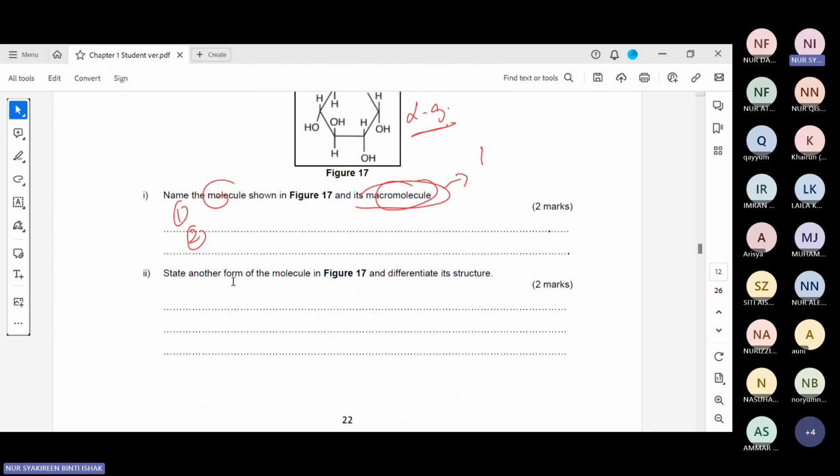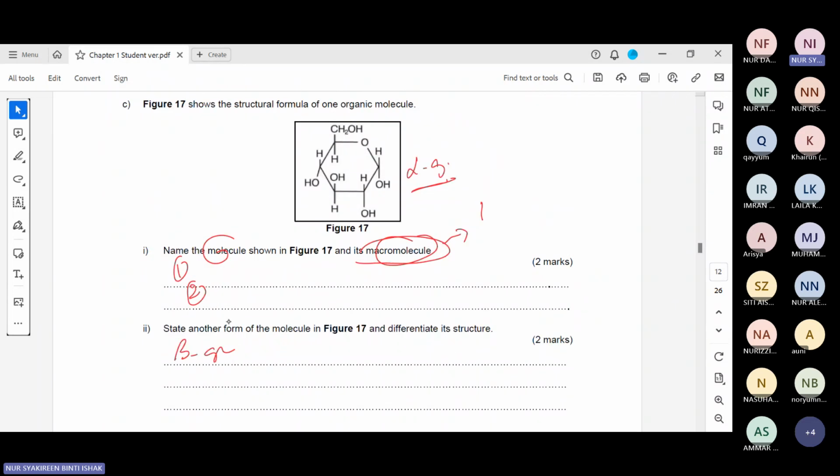Okay, so state another form of the molecule in figure 17 and differentiate its structure. State another form. Another form is beta glucose lah. Kan, beta glucose. Okay, and differentiate its structure. Apa beza dia? Beza dia dekat carbon number 1 ni, OH ke atas. Kan? OH ke atas. So, the difference is in the position of the hydroxy group, where the hydroxy group is located above the plane of carbon number 1. Okay.